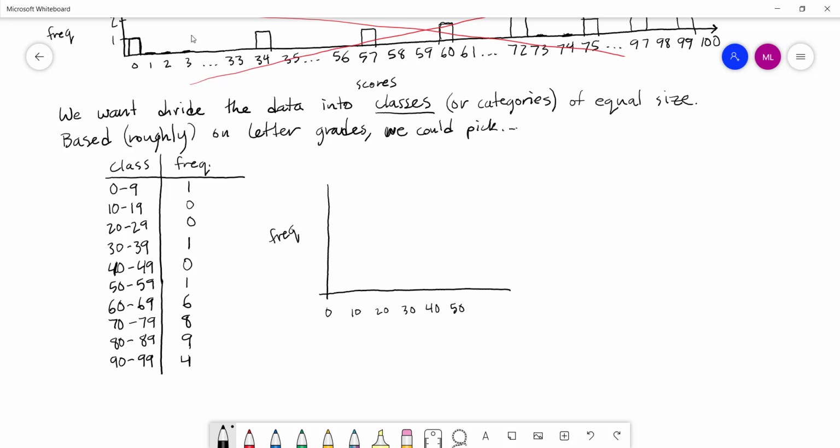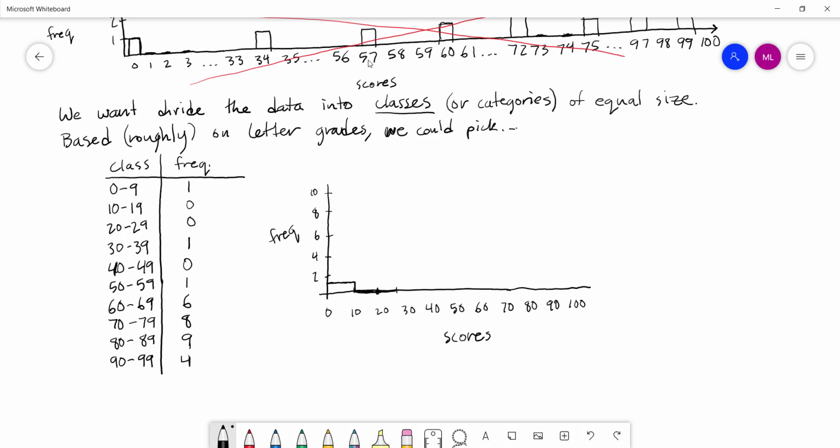You'll see what I mean hopefully in just a minute. So these are the scores down here. And it looks like the highest frequency that occurred was 9, so I need this to go up to at least 9. Let's count by 2s: 2, 4, 6, 8, 10. And we can see that we had one score in this range, the 0 to 9. In the 10 to 19, there were none. In the 20 to 29, there were none.